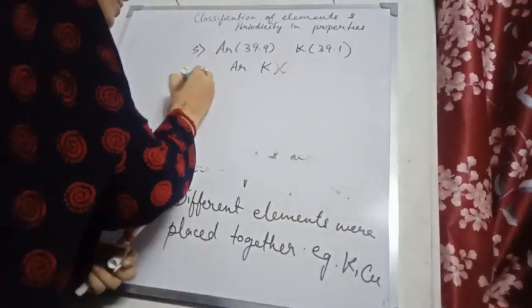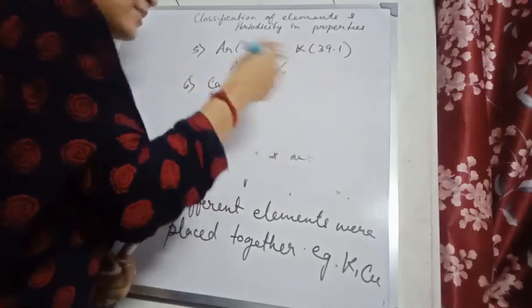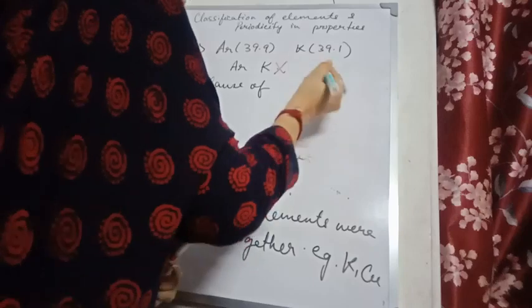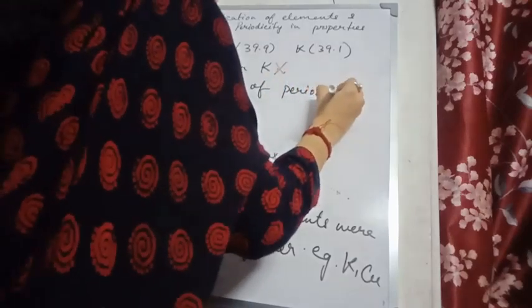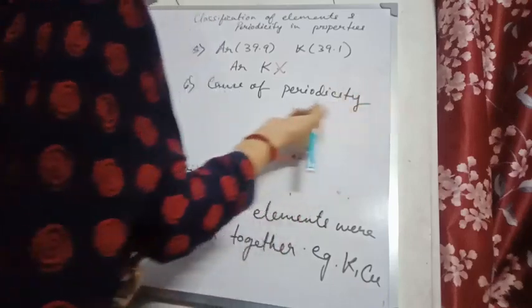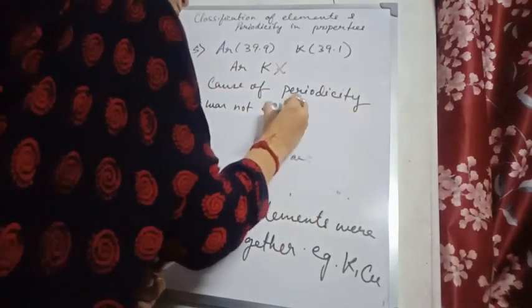The cause of periodicity. Periodicity means the repetition in the properties of the elements. The cause of periodicity is not explained. These are the drawbacks.